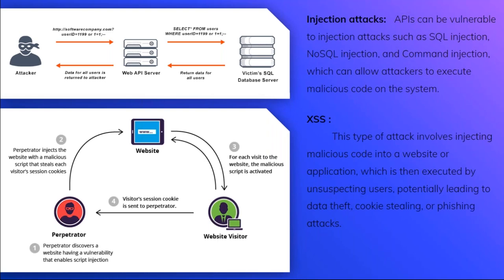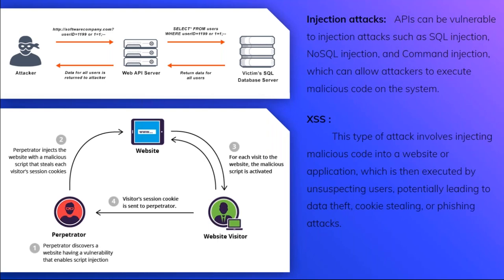SQL injection attacks occur when an attacker sends malicious SQL code to an application database, mainly a SQL database, through an API endpoint. The attacker can manipulate the database to gain unauthorized access to sensitive data or execute unauthorized operations. SQL injection can be particularly dangerous because it can allow an attacker to access the entire database and potentially compromise the security of the entire application or API.